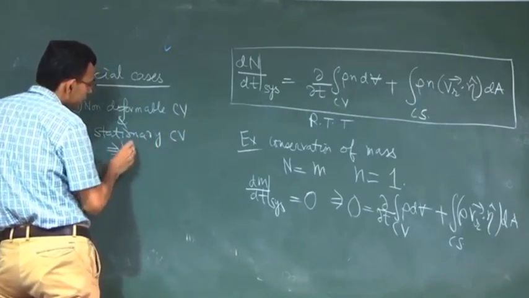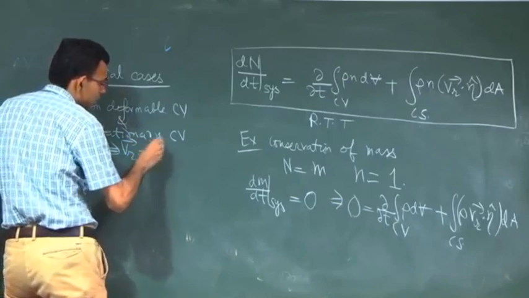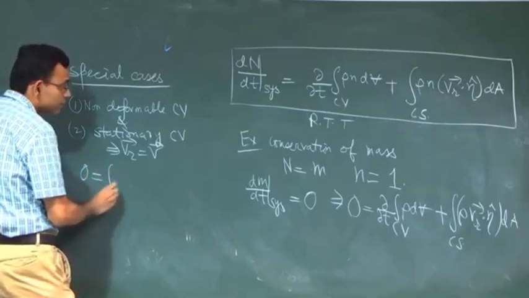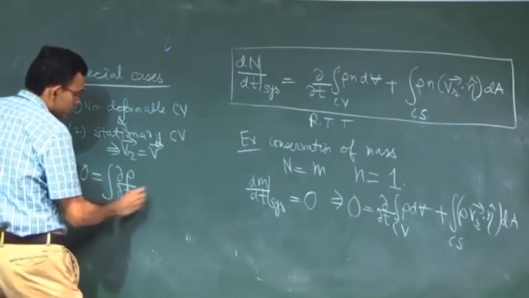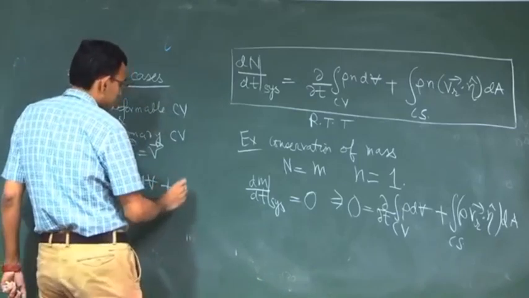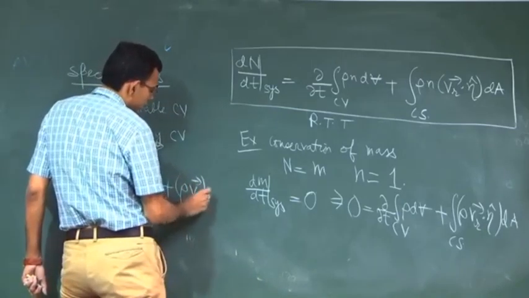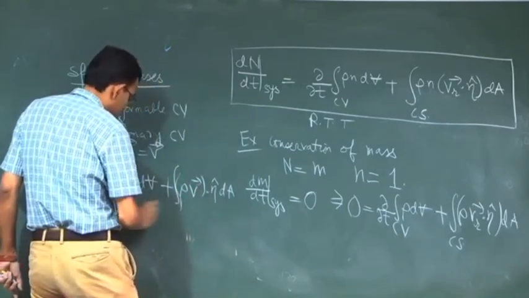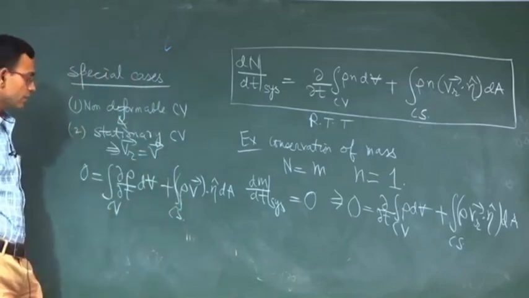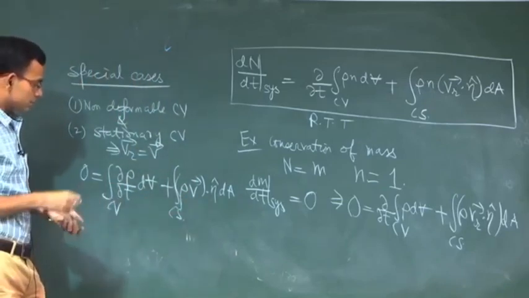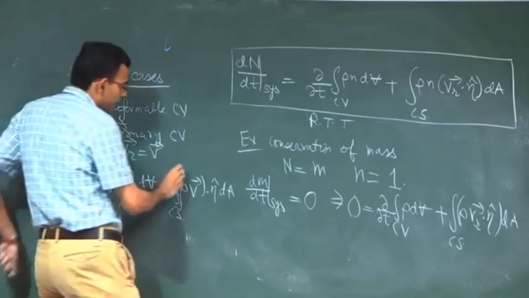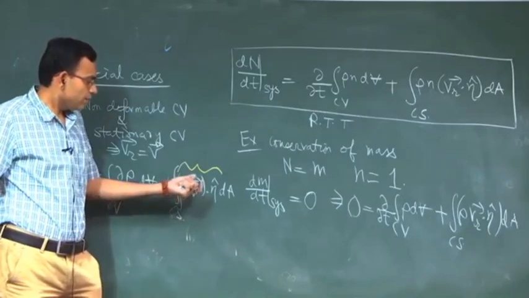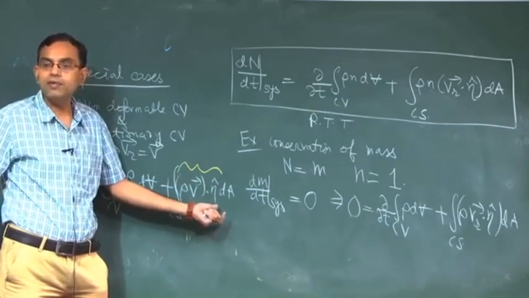a stationary control volume, so that B relative equals V. Then you are left with the following. Now what we can do is convert this term from an area integral to a volume integral by the divergence theorem.